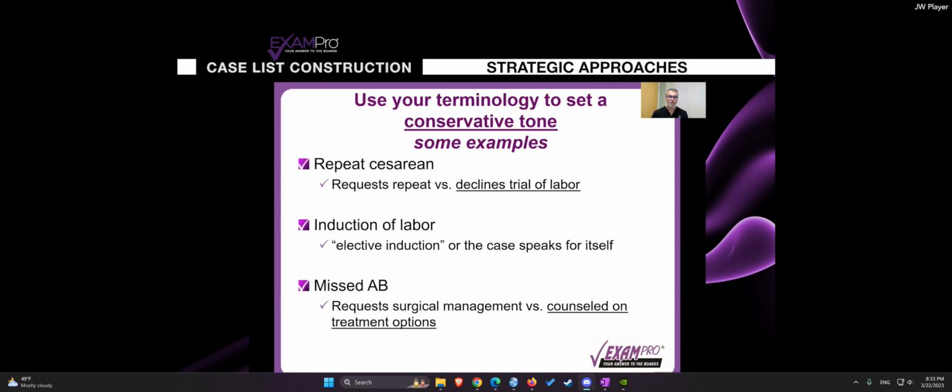These are just a few examples of how you can strike a conservative tone with the terms that you choose to use on your case list. It's describing exactly the same management or the same diagnosis, but using terms that take a more conservative rather than a more aggressive sort of mental imagery. They produce a more conservative mental imagery in the examiner's mind. I think this is really important, setting this tone as you go through the preparation of your list.